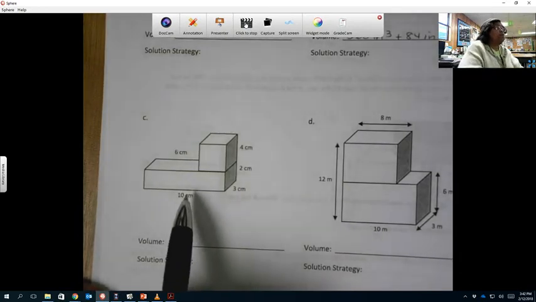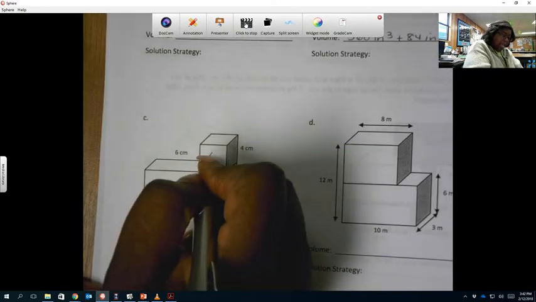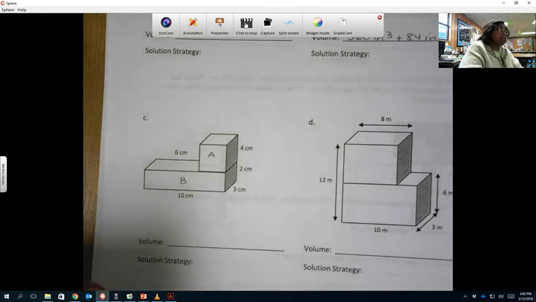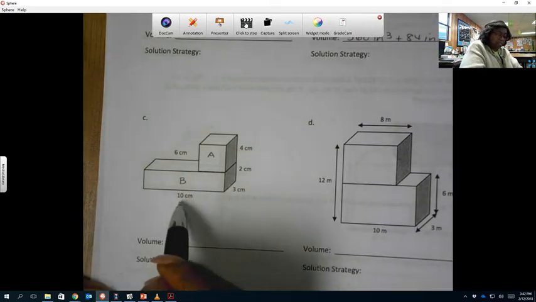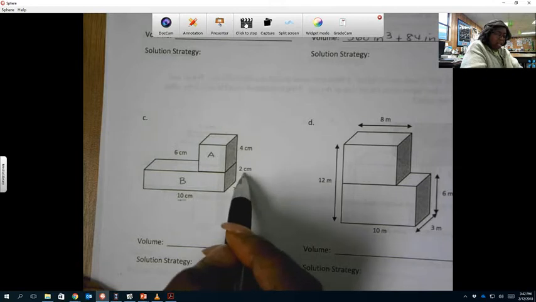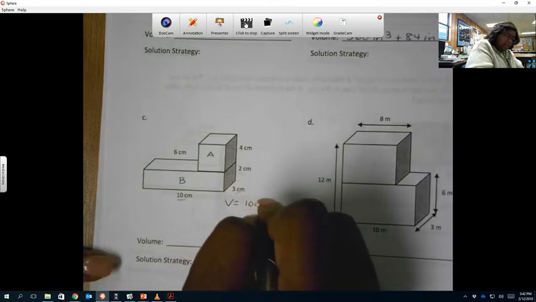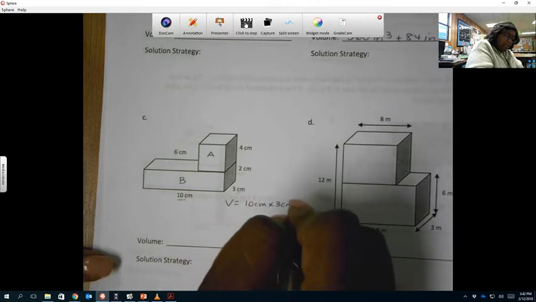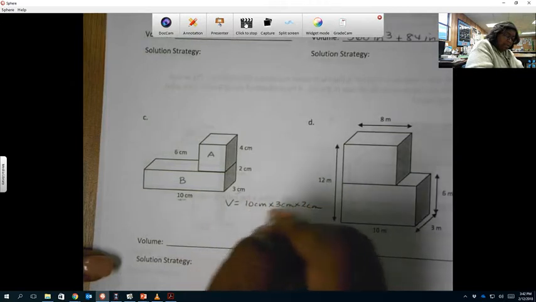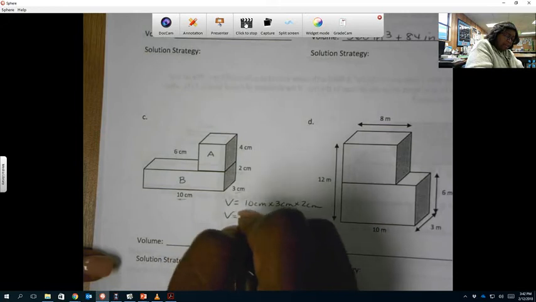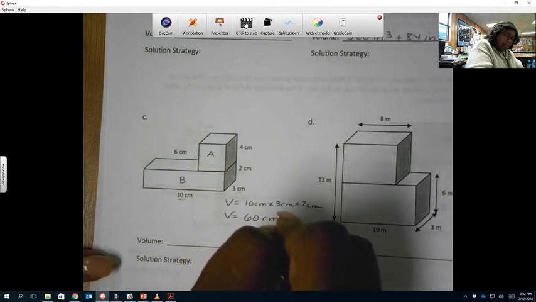In this one, we again are going to label this A and label this B, and we're going to find the volume of B since I have a length, a width, and a height. So my number sentence is 10 centimeters times 3 centimeters times 2 centimeters, and that volume is 60 cubic centimeters.